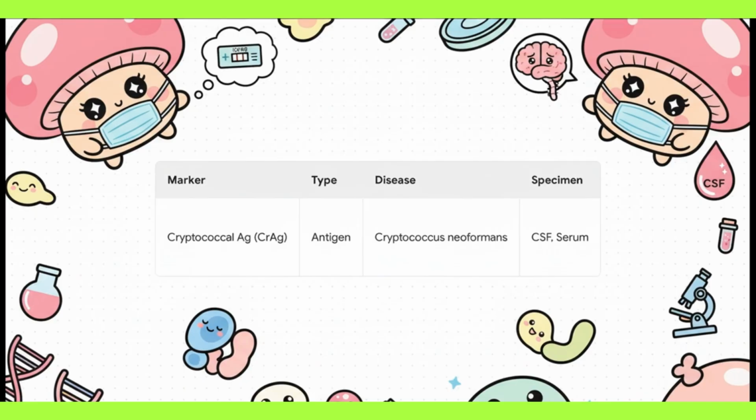And speaking of Cryptococcus, well, it has its own highly specific test, the cryptococcal antigen, or CrAg test. This is your absolute go-to for diagnosing infections from Cryptococcus neoformans. And that's a big deal because this fungus is notorious for causing a very serious form of meningitis, especially in immunocompromised patients. We can detect this antigen in either cerebrospinal fluid or in the blood.